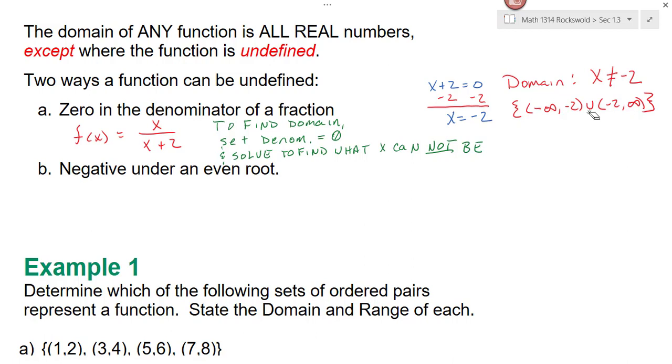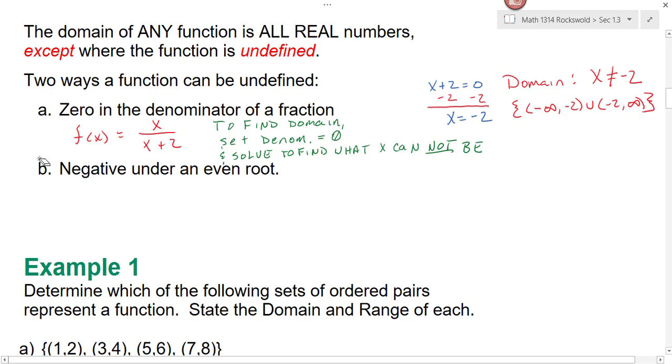If you don't include a number in your domain, you put parentheses. If you do include it, you put brackets. We never include infinity because we're never equal to infinity, so infinity and negative infinity always get parentheses. This may make more sense when we look at the next problem.